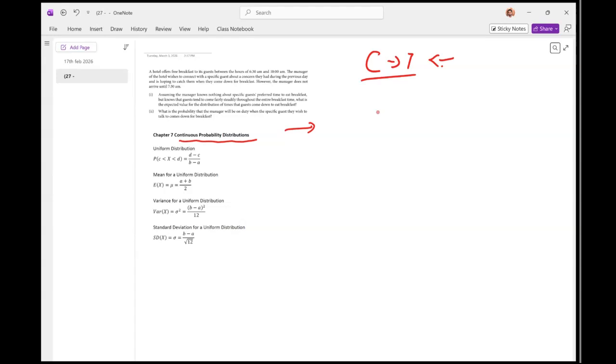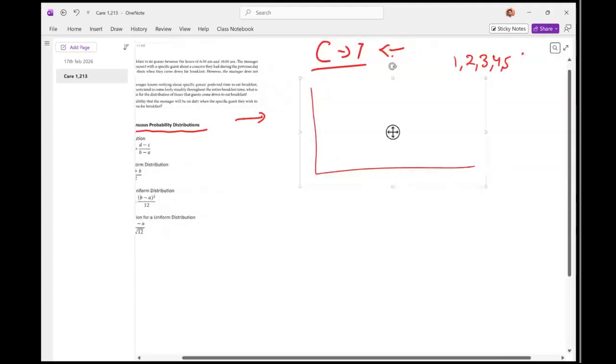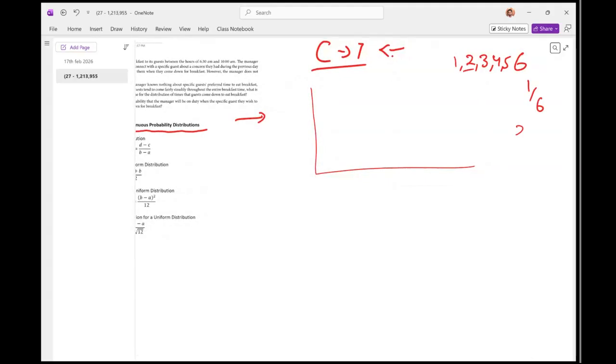What is the probability of getting one on a dice? If you throw a dice, it has the numbers 1, 2, 3, 4, 5, 6. What is the probability of getting one? You said 1 over 6. And what is the probability of getting 2? Not 2 over 6, sorry, my apologies, it is 1 over 6 for the number 2. That's what we discussed in the discrete probability distribution.